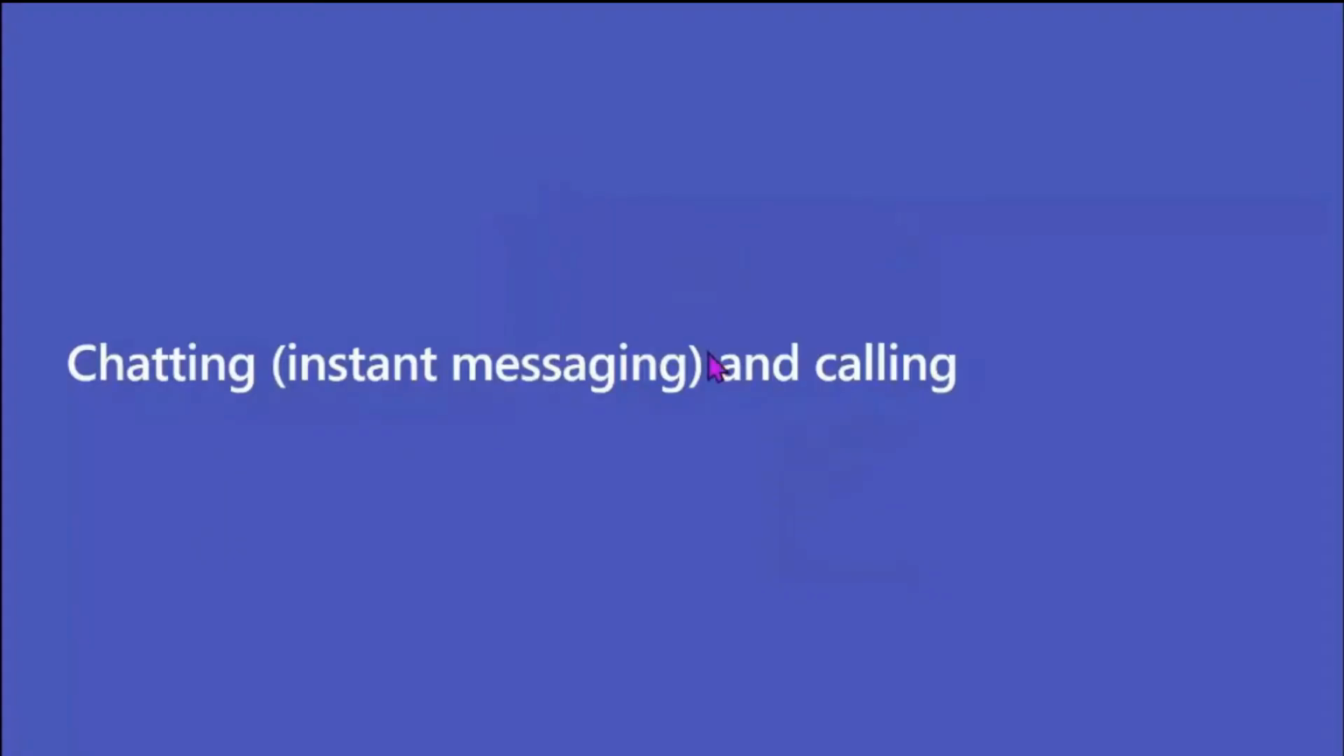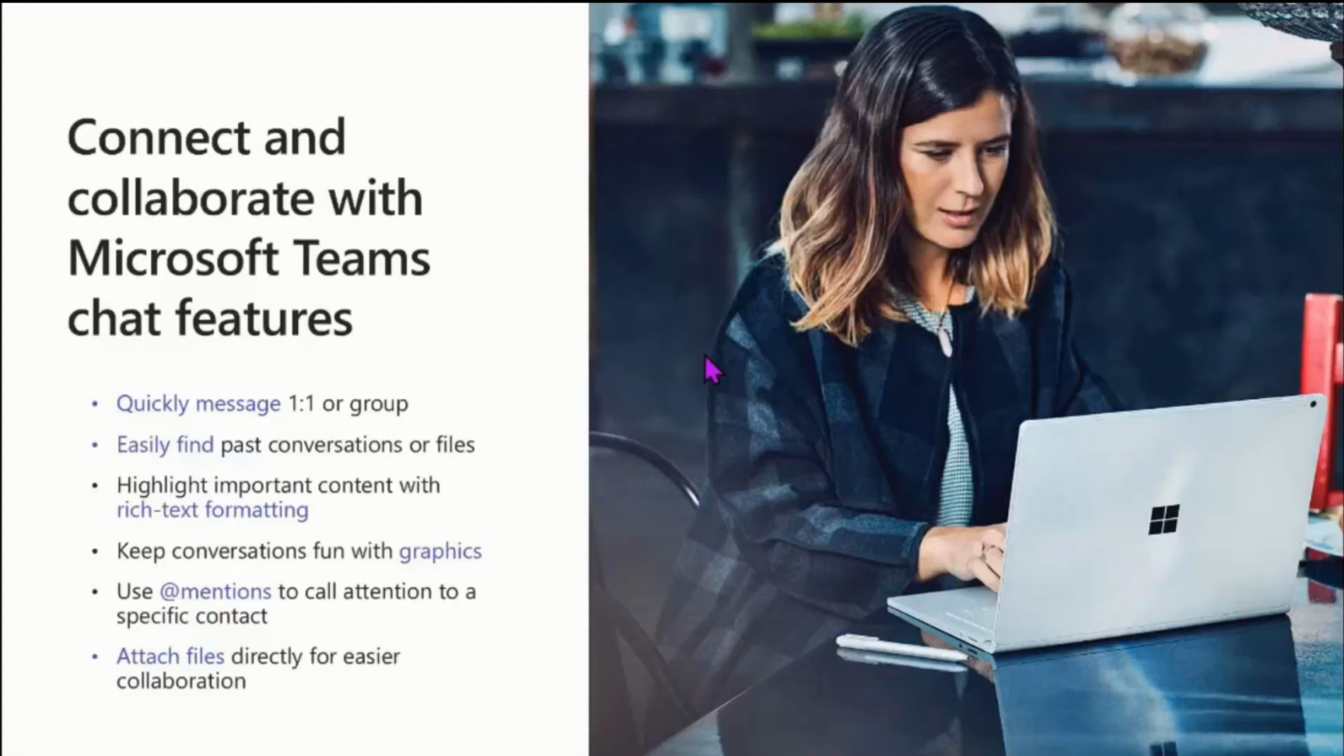So let's talk a little bit about chatting and calling. So in Teams, you're able to send messages, like chat messages, both in a one-on-one and group situation, and you can find those easily. You can easily find past conversations. So you actually don't have to find them. They're just there. You resume them, and you just pick right up where you left off. You'll see what I'm talking about. It's really cool. You have the rich text formatting options. You can have fun with graphics and app mentions, and you can attach files.